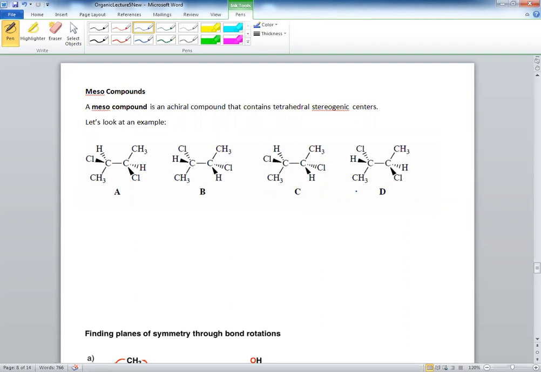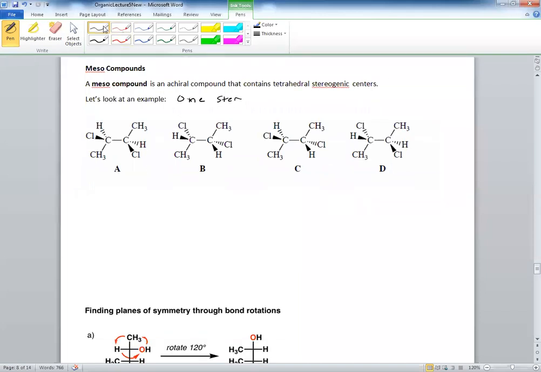So let me write that down so we have it. Again, we say one stereoisomer has a plane of symmetry.